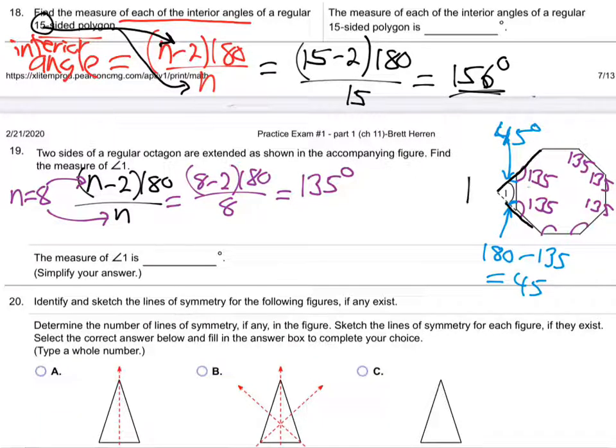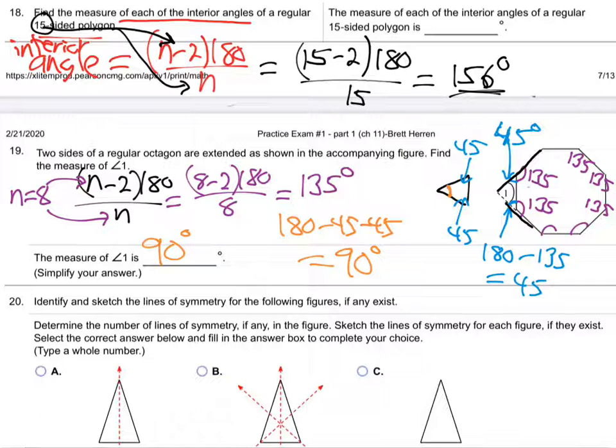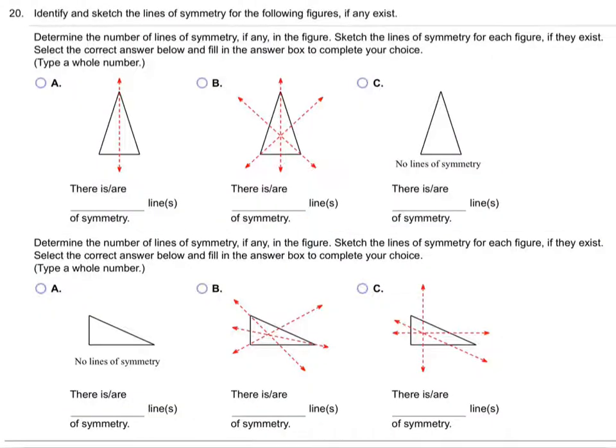Okay, great. So now we have this little triangle, and we know that this one is 45, and this one is 45. So how can we find this last angle? Well, 180 in a triangle. So 180 minus 45 equals 90 degrees. Angle 1 there must be 90 degrees. There we go.